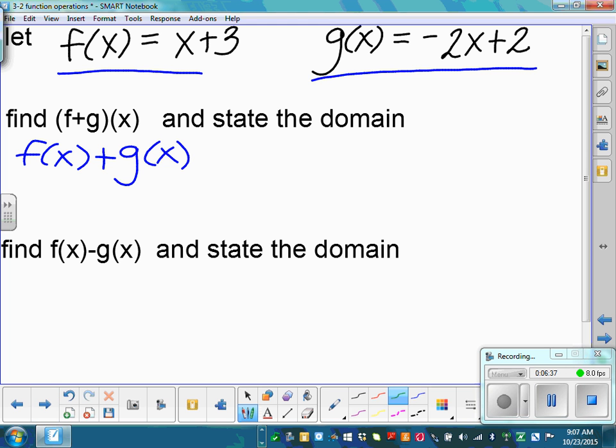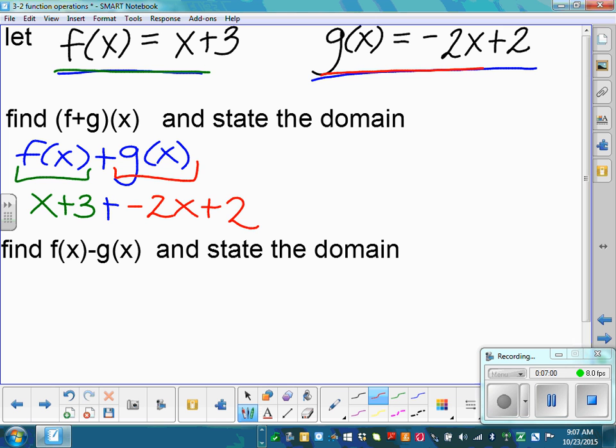All right, so now just put it in. We know what f of x is. F of x is x plus 3. So we're going to be doing x plus 3, and then we'll be doing plus g of x. Well, what's g of x? We were given g of x, negative 2x plus 2. So we're doing f of x plus g of x, where g of x is negative 2x plus 2. And then we'll combine like terms and simplify.